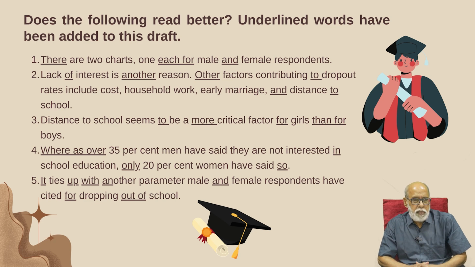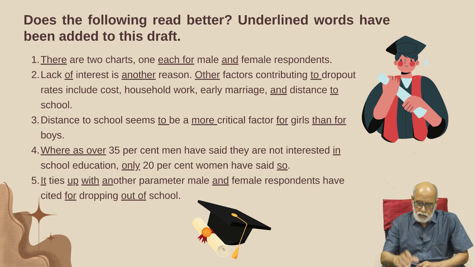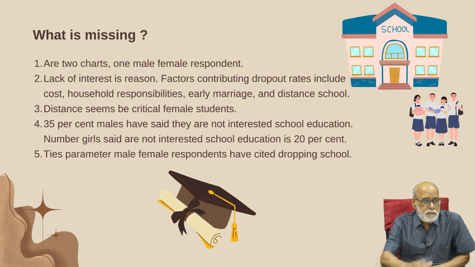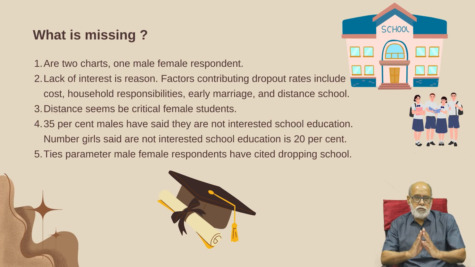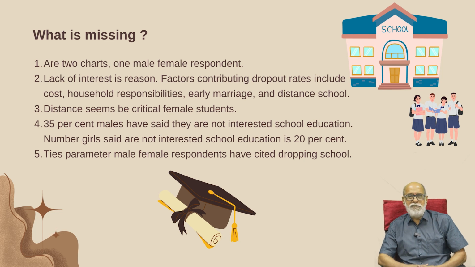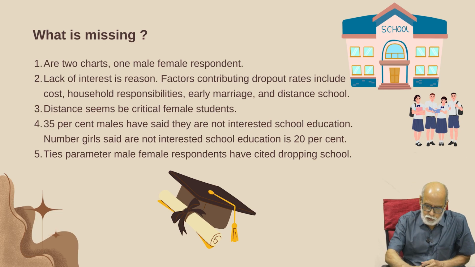Similarly, in the third sentence, you see, distance to school seems to be a more critical factor for girls than for boys. Earlier slide said distance seems to be critical female students. What are we talking about? You know, something is being said about distance. But what is being said about distance? Is it that girls are at a distance? Is it that girls like being at a distance? Is it that the schools are at a distance? We don't know. No matter how good you are at language, you cannot make out the meaning inherent here until those structure words are added.